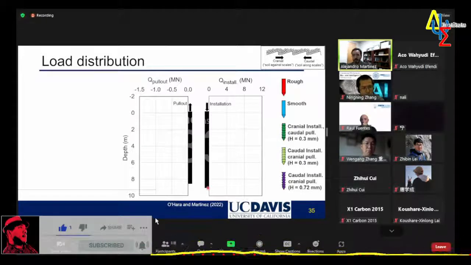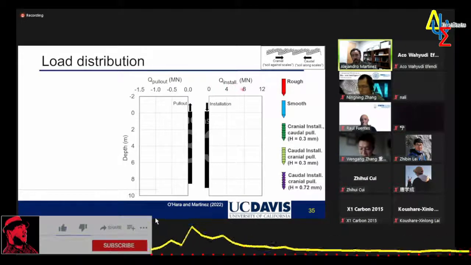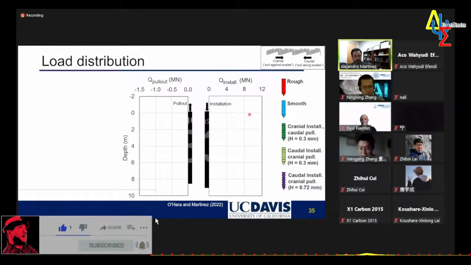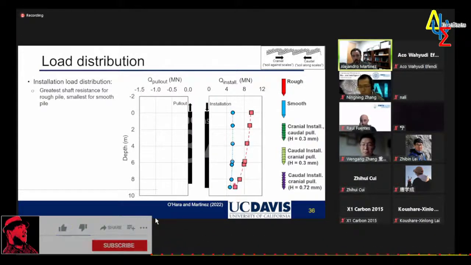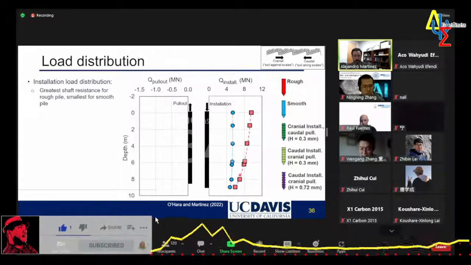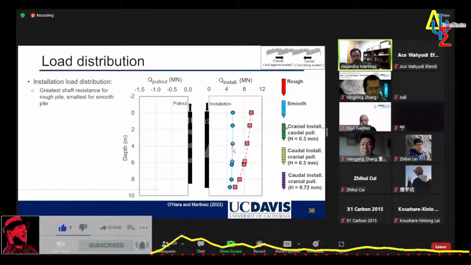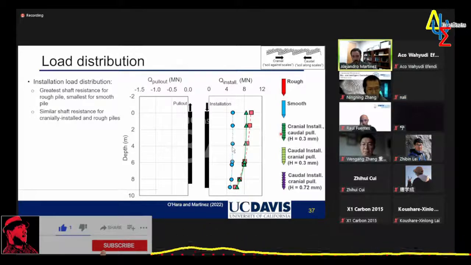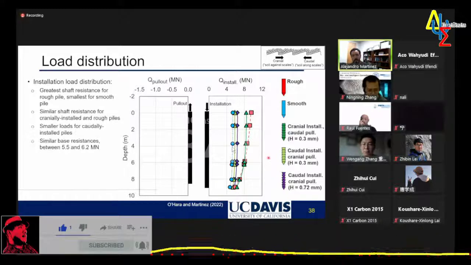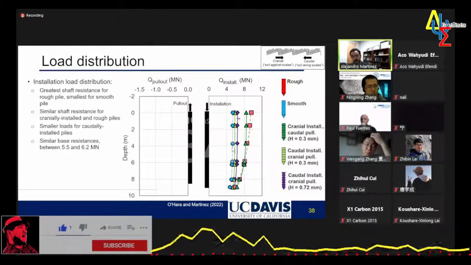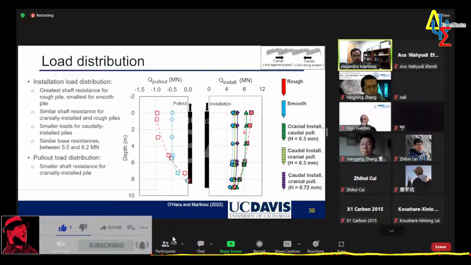I'm going to show diagrams of load distribution with depth. On the right, I'm going to show the loads during installation, and on the y-axis is the depth. And this is color-coded. So red is the rough pile that mobilizes the greatest loads. As we would expect, the surface roughness is greater, so the strength is greater. And the smooth pile shows the smallest loads. Now, the pile in dark green, that's the one I installed cranially, as shown here. It mobilizes very similar loads as the rough pile, and the other 2 piles mobilize loads that are smaller, closer to the smooth pile.